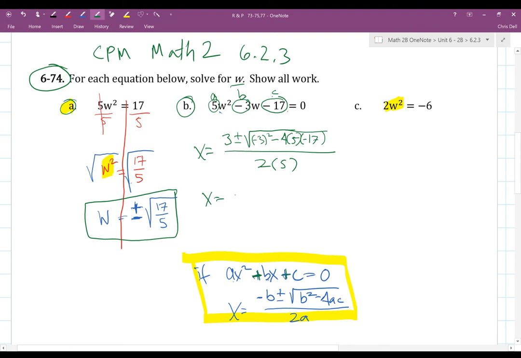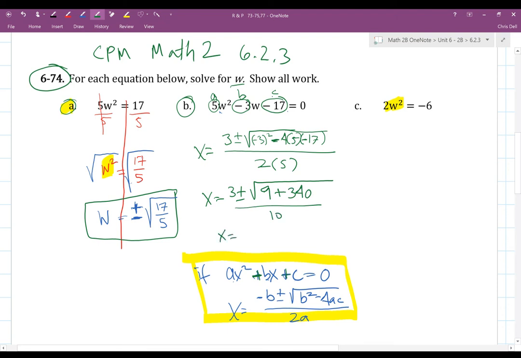Let's simplify that. So that's 3 plus or minus the square root of, that becomes 9, negative 3 squared. Notice I have a minus 4 times 5 times negative 17, so all that's going to become a plus. That's going to be 20 times 17. This is where I probably should have a calculator in front of me. 20 times 17 is... Brain doesn't want to work very quickly today. 340. I should have known that. 340. Okay. And then all of that divided by 10.